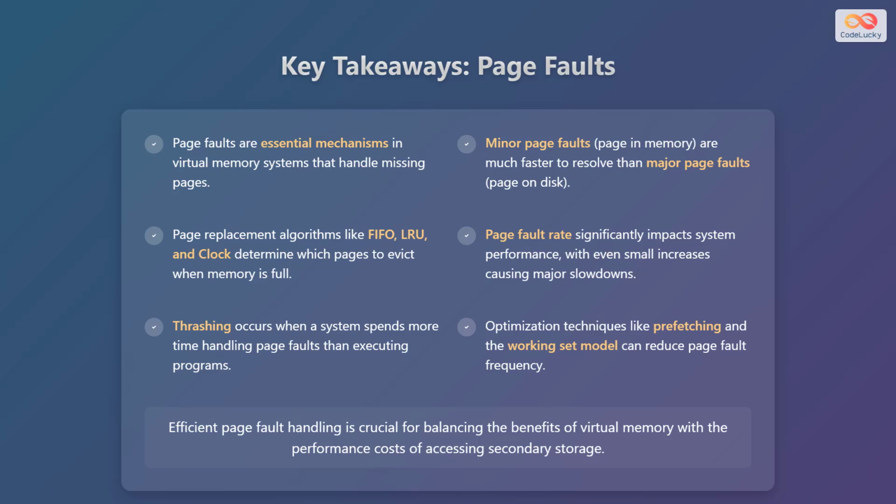The page fault rate significantly impacts system performance, with even small increases causing major slowdowns. Thrashing occurs when a system spends more time handling page faults than executing programs. Optimization techniques like prefetching and the working set model can reduce page fault frequency. In conclusion, efficient page fault handling is crucial for balancing the benefits of virtual memory with the performance costs of accessing secondary storage. Thank you.